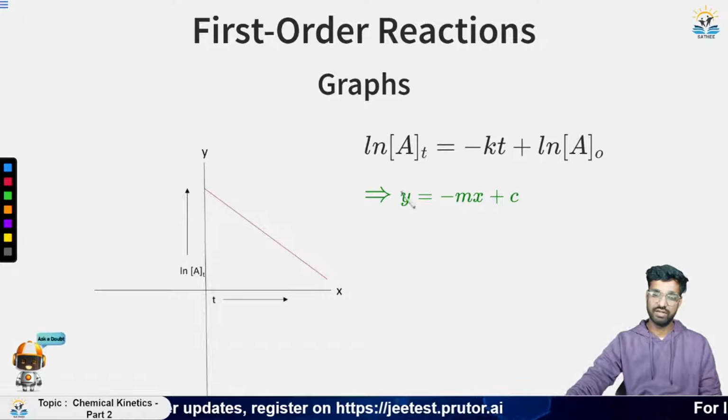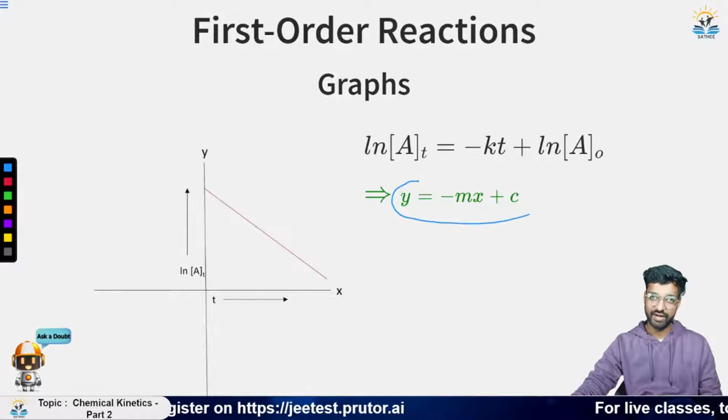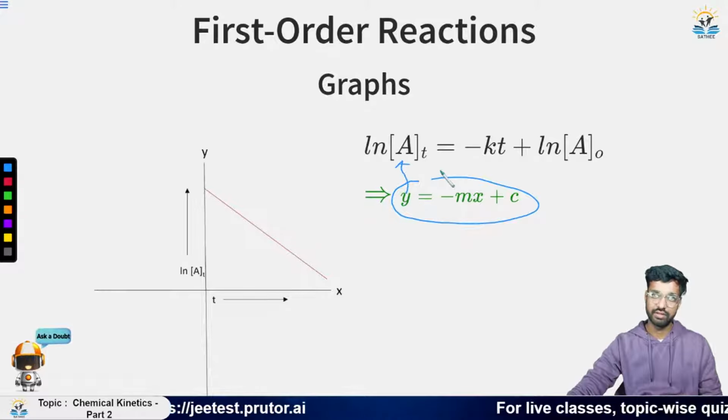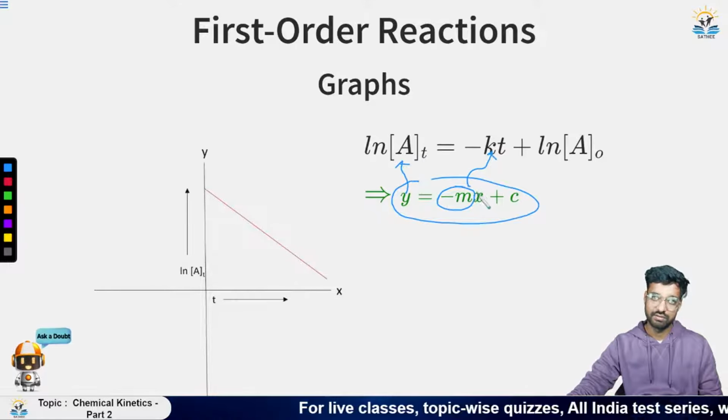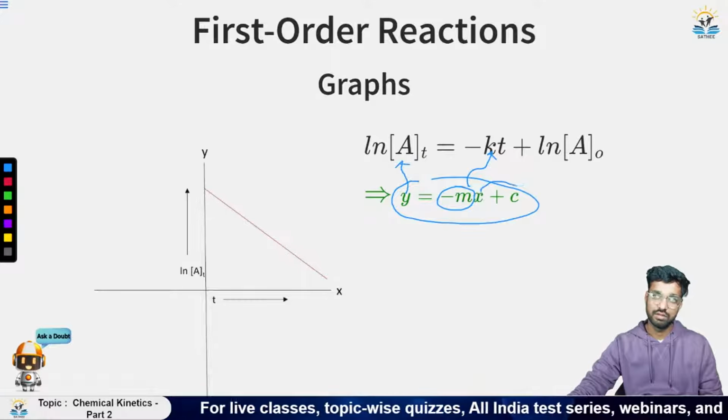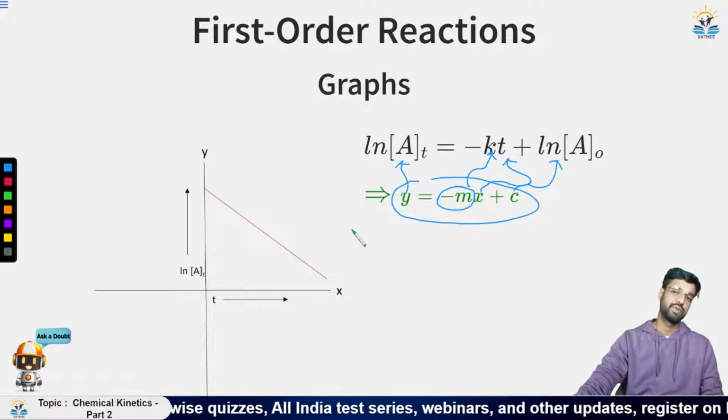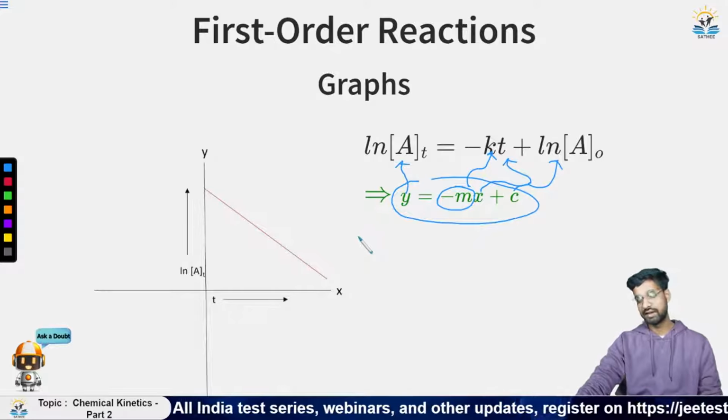Now I've just written the equation that I've compared it with, that is y is this one, and this is this one. Okay, this x is time, and this C is ln A naught. So these are the graphs that we have.